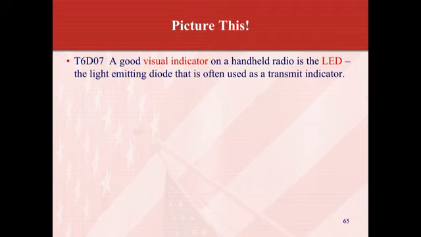A good visual indicator on a handheld radio is the LED, the light emitting diode, that is often used as a transmit indicator.